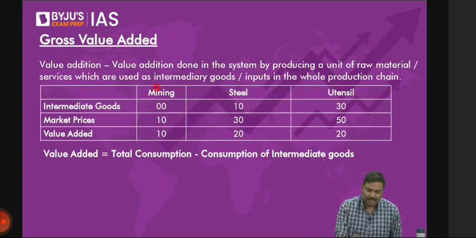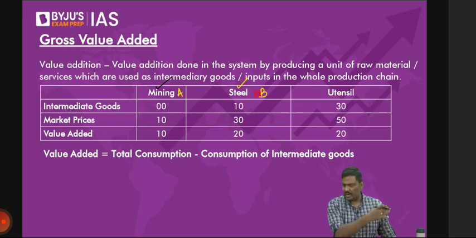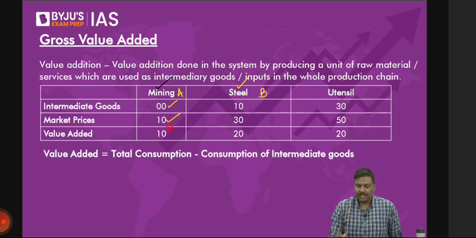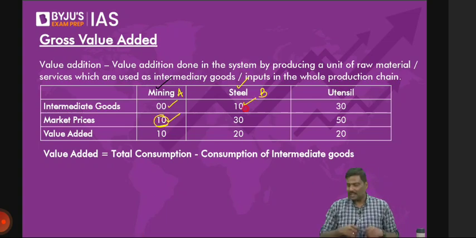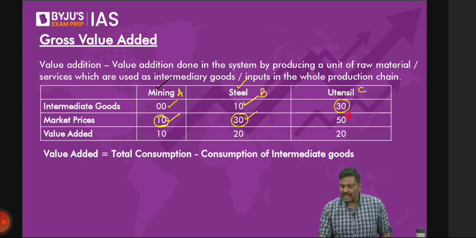Imagine mining is done and company A will sell the iron ore to company B. Same example, whatever I've told just now, I've written it here. The mining company will sell this iron ore to, let's say, company B at 10 rupees. This 10 rupees will be the cost of raw material, or the input price, for company B. Now company B will use it to produce steel and sell it to company C. Company C will purchase it at 30 rupees. For them, it will be the cost of input. And they will sell it in the market at 50 rupees.